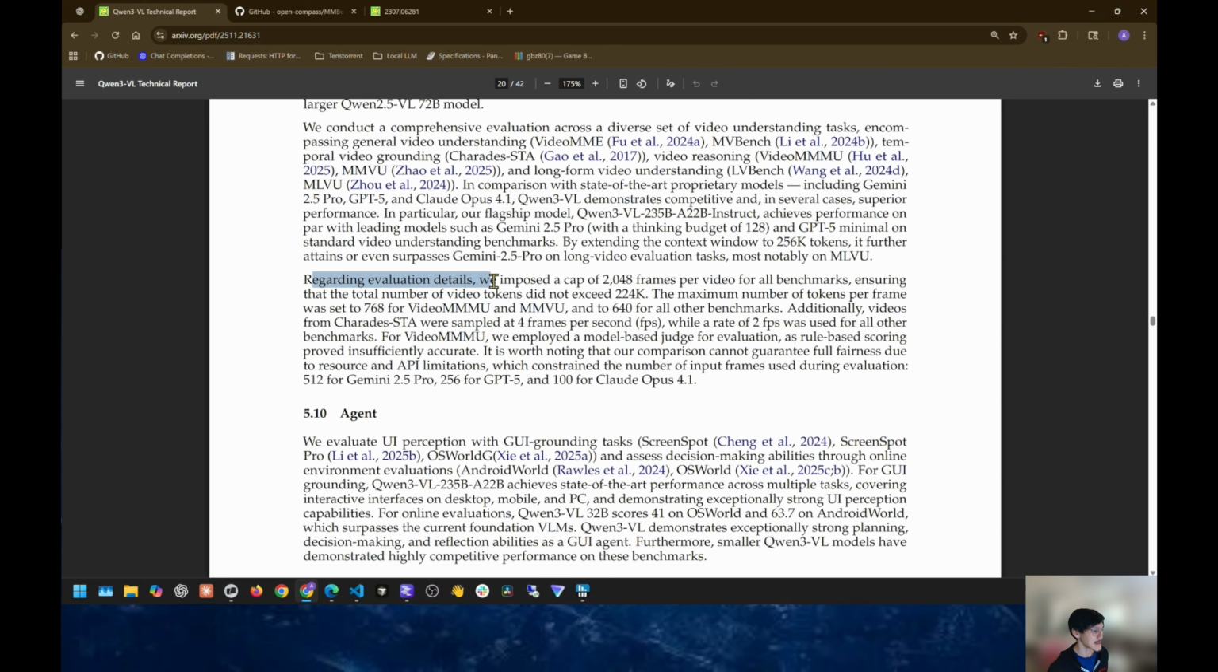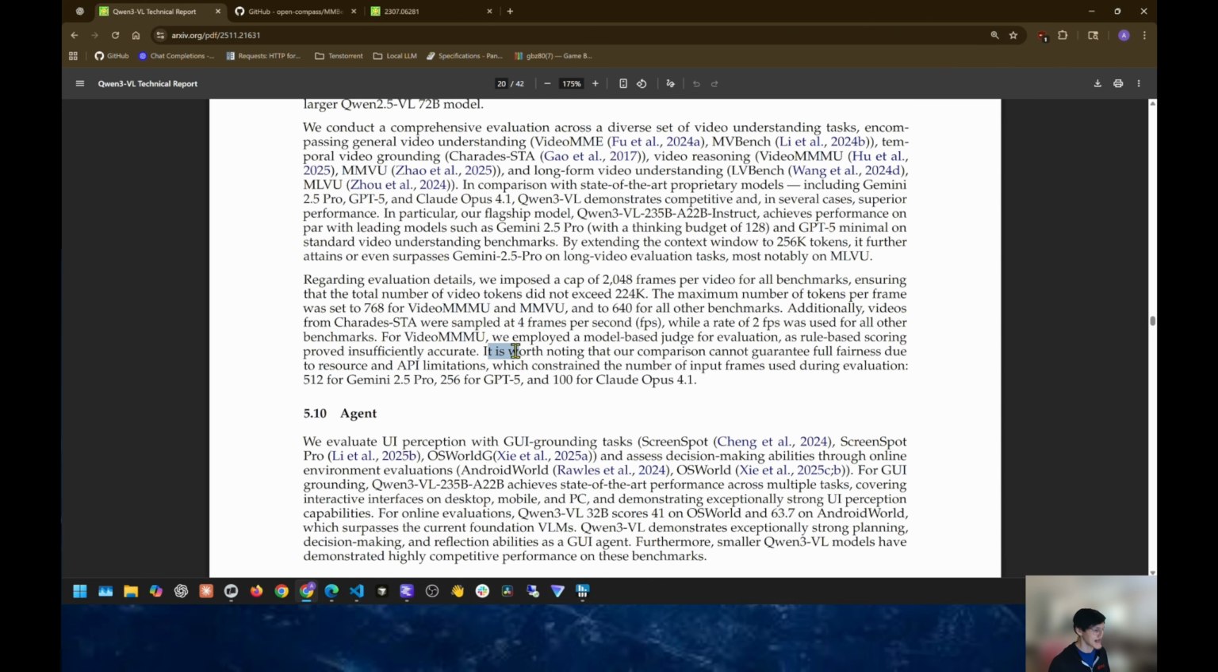Regarding evaluation details, we impose a cap of 2048 frames per video for all benchmarks, ensuring that the total number of video tokens did not exceed 224K. The maximum number of tokens per frame was set to 768 for VideoMMMU and MMVU, and 640 for all other benchmarks. Additionally, videos from Charades-STA were sampled at 4 frames per second, while a rate of 2 FPS was used for all other benchmarks. For VideoMMMU, we employed a model-based judge for evaluation as rule-based scoring proved insufficiently accurate.